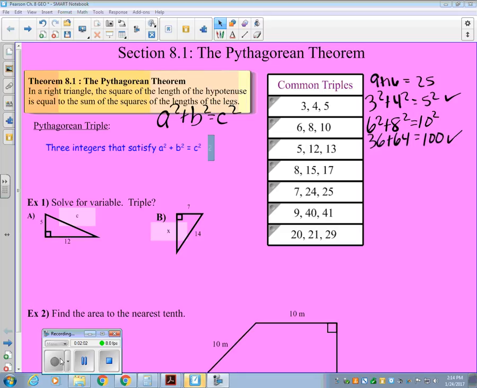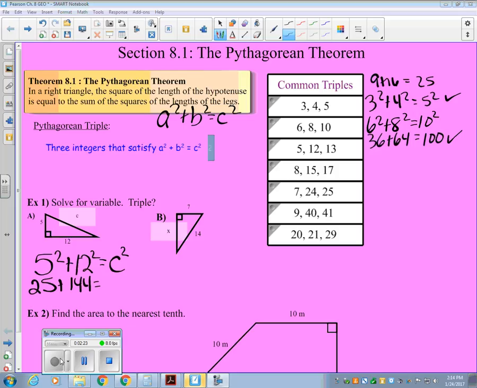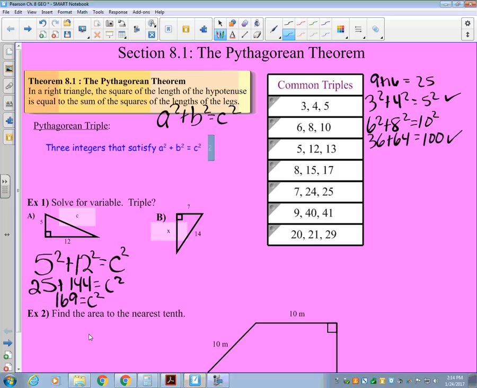So if we look at example 1, we're going to solve for the variable and then determine whether it's a Pythagorean triple. So we take this first one here. We got 5 squared plus 12 squared equals c squared. 5 squared is 25. 12 squared is 144. And the two of those added together are 169. When we take the square root of 169, we get that c is equal to 13. Square root of 169 is 13.